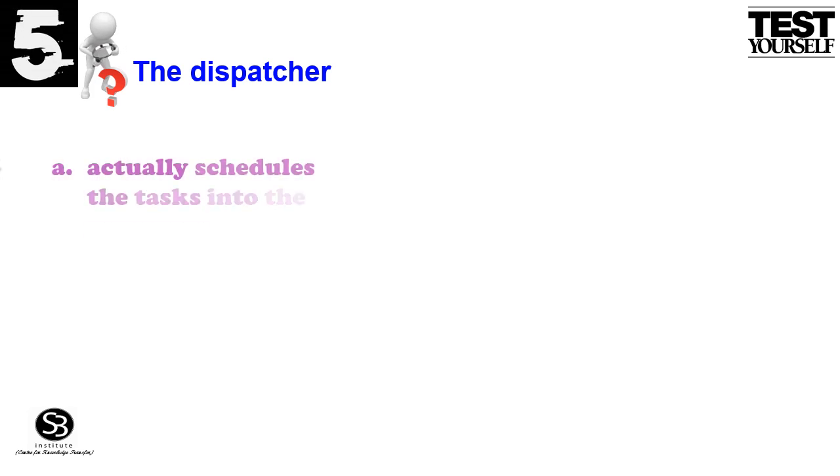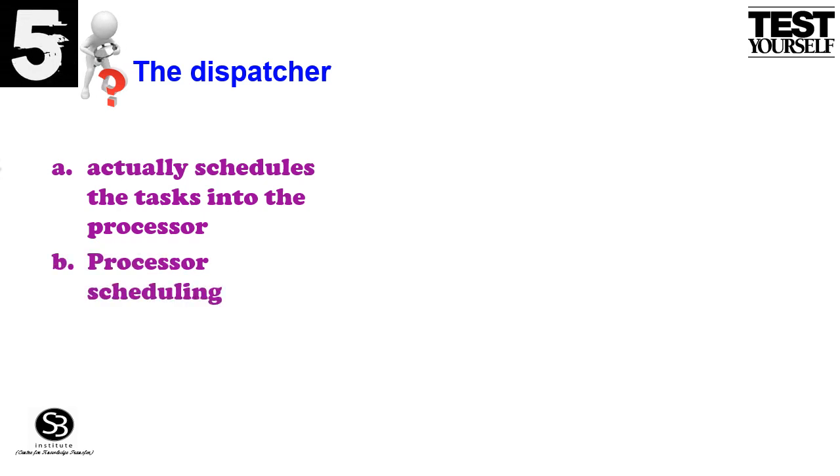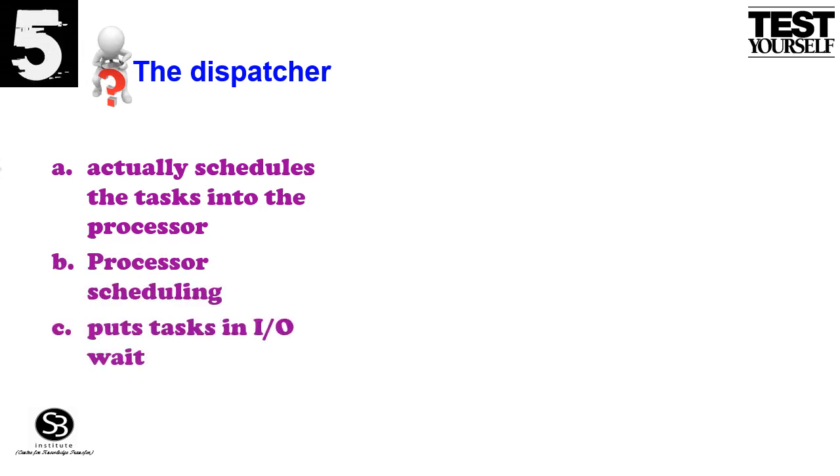Question. The dispatcher. The given options are: option A, actually schedules the task into the processor. Option B, processor scheduling. Option C, put task in IO wait. Option D, none of the above.